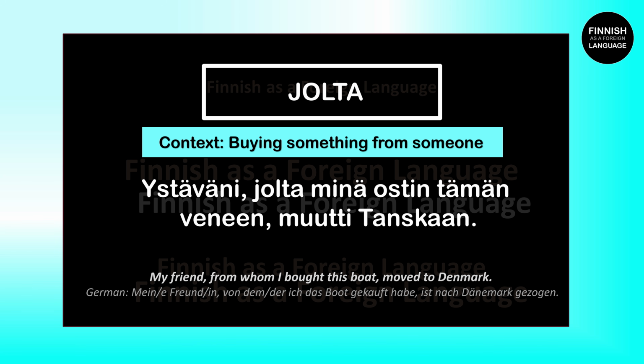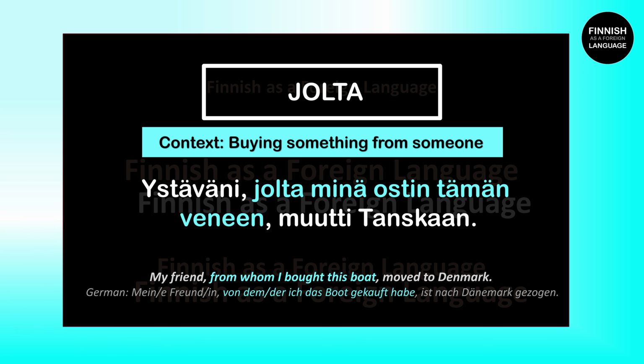Ystäväni, joilta minä ostin tämän veneen, muutti Tanskaan. In English it means, my friend from whom I bought this boat moved to Denmark. Let's go step by step. Ystäväni means my friend. Joilta minä ostin tämän veneen means from whom I bought this boat. Veneen, by the way, is the genitive case of vene, which means boat. Muutti Tanskaan means moved to Denmark. Muutti is the third person singular past tense of the verb muuttaa, which means here to move to.